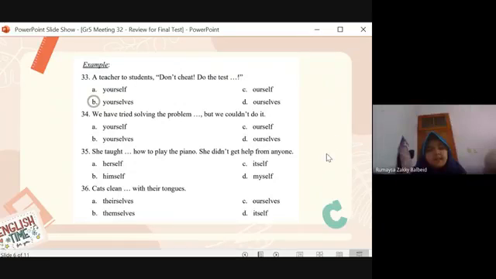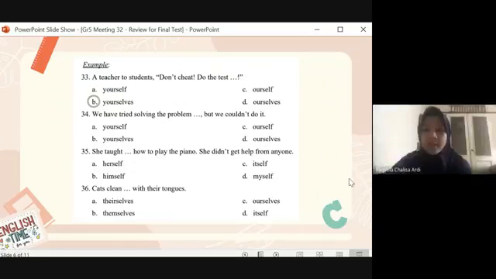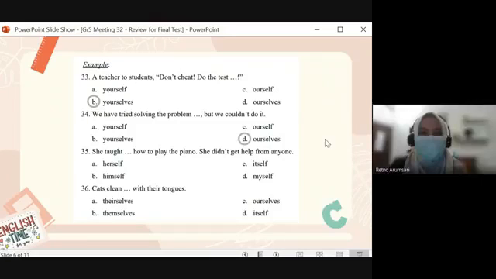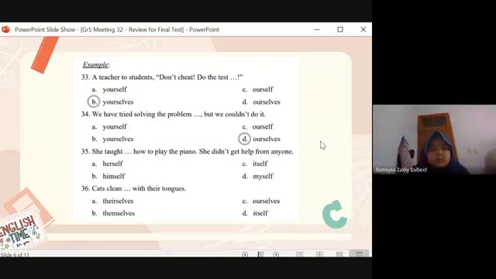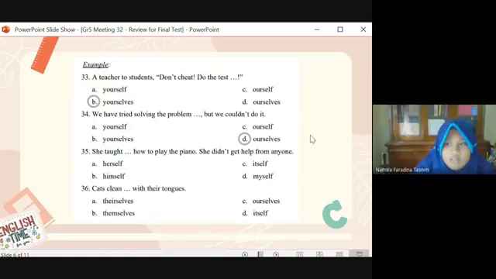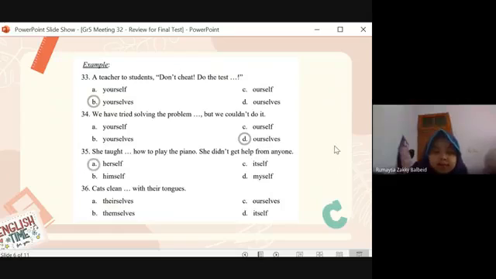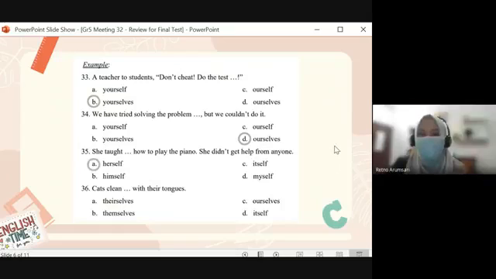Okay, number 34. We have tried solving the problem, D. Which one is it? Ourselves. Yes, ourselves. That's right. Very good, because the subject is we. So we have tried solving the problems ourselves. Number 35. She taught herself. Yes, she taught herself how to play the piano. She didn't get help from anyone.